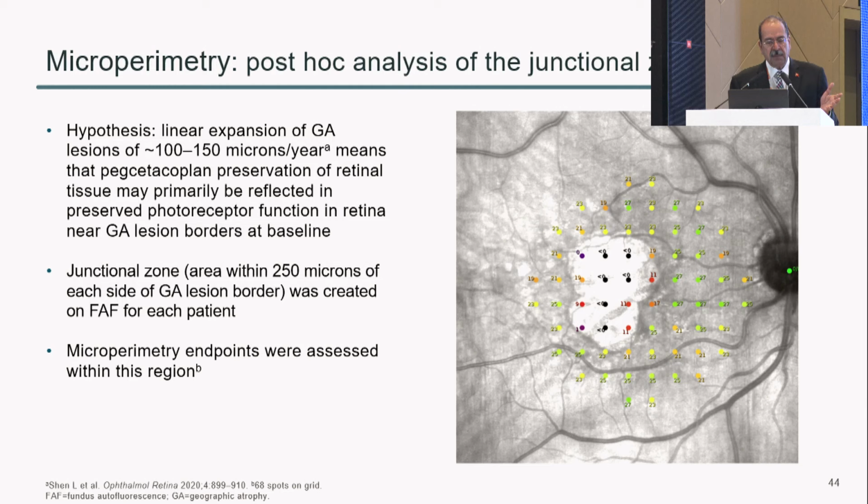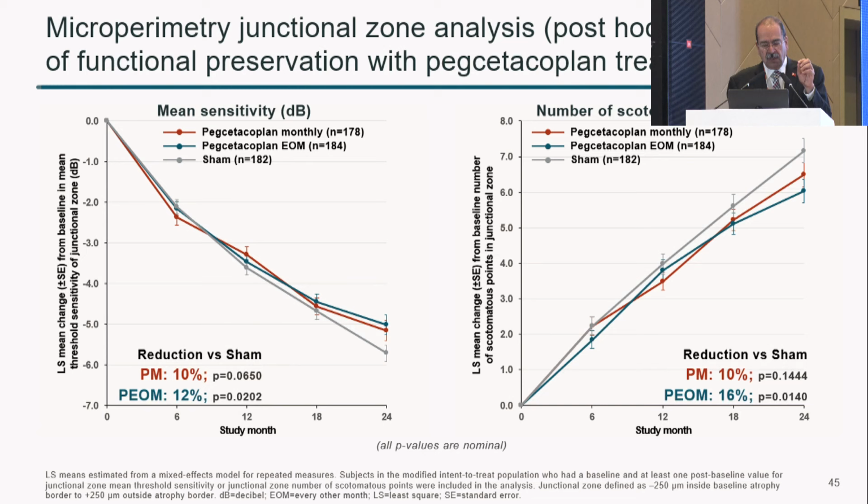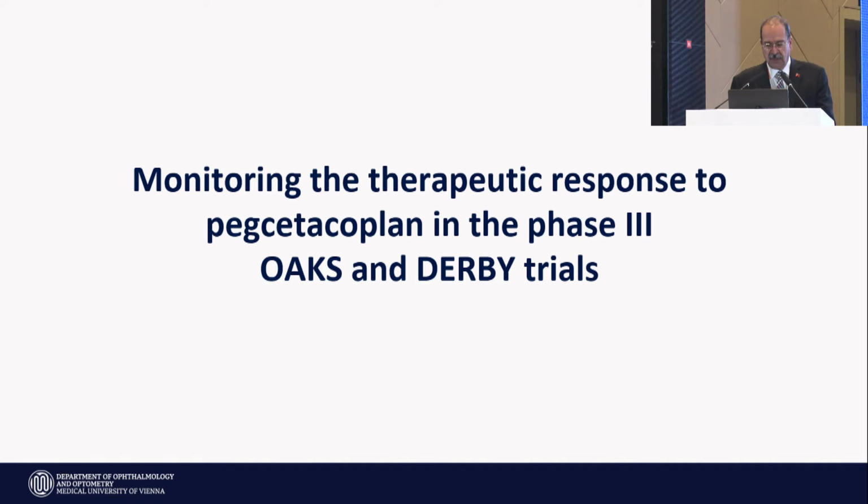Microperimetry in the junctional zone, which is 250 micron and beyond, can actually prove this point. What we've seen is that if you do microperimetry there, you can show that there is a functional preservation in terms of reduction in mean sensitivity and also the number of scotomatous points. So there is retinal tissue preservation and functional improvement.